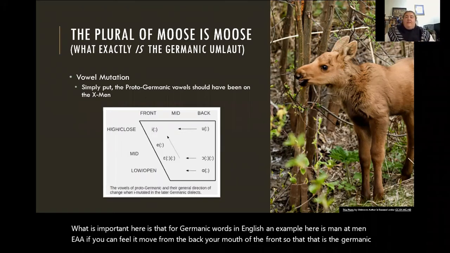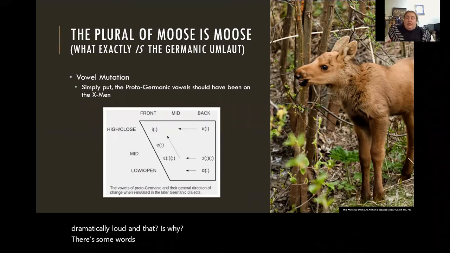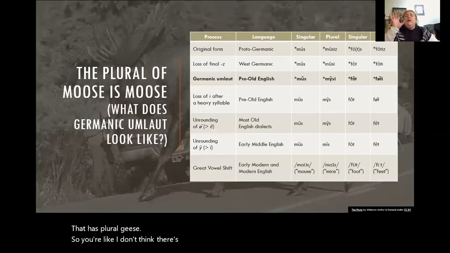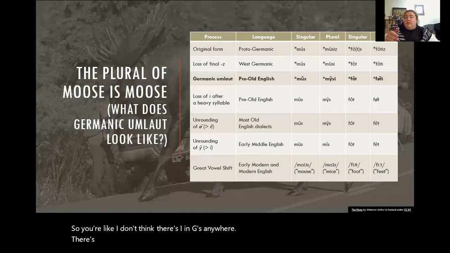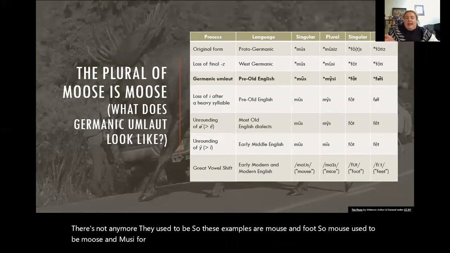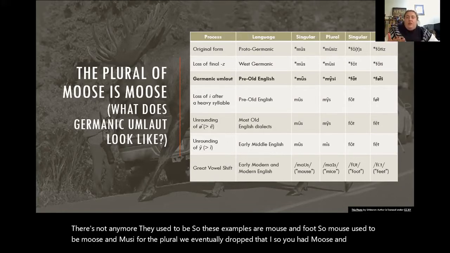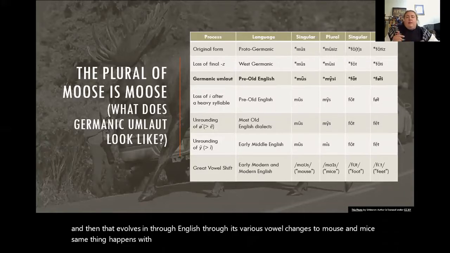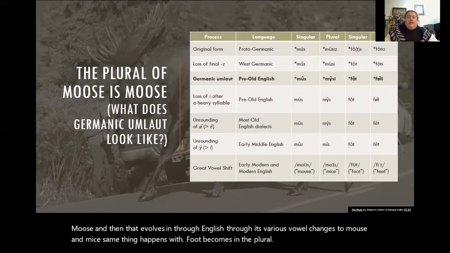And that is why there are some words in Germanic languages, in English, for example, like goose, that has a plural, geese. So you're like, I don't think there's an I in geese anywhere. There's not anymore. There used to be. So these examples are mouse and foot. Mouse used to be moose and moosi for the plural. We eventually dropped that I. So you had moose and moose, and then that evolves through English through its various vowel changes to mouse and mice. Same thing happens with foot. Foot becomes feet.